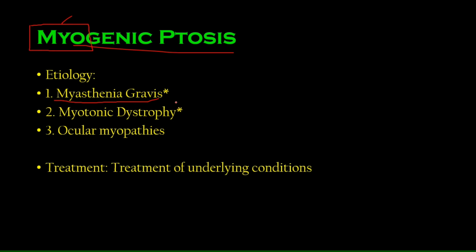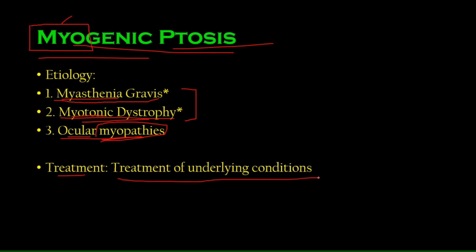At the neuromuscular junction, the receptors are destroyed by the immune system, and as a result, our muscles can't work. Let's not get into details of that. But myasthenia gravis is a muscle problem, and so is myotonic dystrophy, right? It is also a muscle problem which occurs in adults. It is genetic, right? And both of these don't have a really proper cure. Especially myotonic dystrophy, it's not curable. And there can be other ocular myopathies. How would you treat myogenic ptosis? You treat myogenic ptosis by treating the underlying condition.